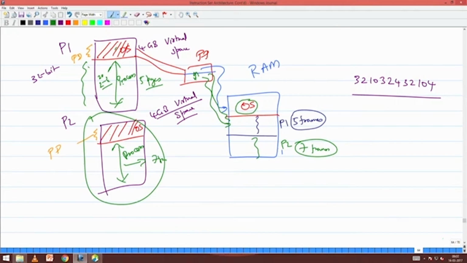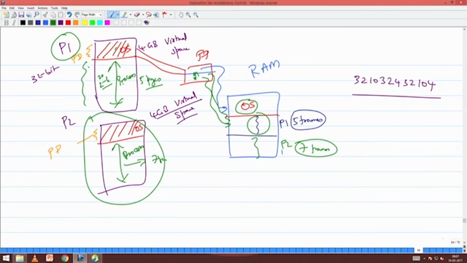Are you able to follow? There will be no more entries in this page table other than these 7 page frames. So if this process has to execute, whichever page is necessary has to be loaded into one of these 7 frames and executed. I can't go and look at any page frame other than these. When this process P1 is executing, it can only use these 5 page frames on the RAM. It cannot go and use anything more.